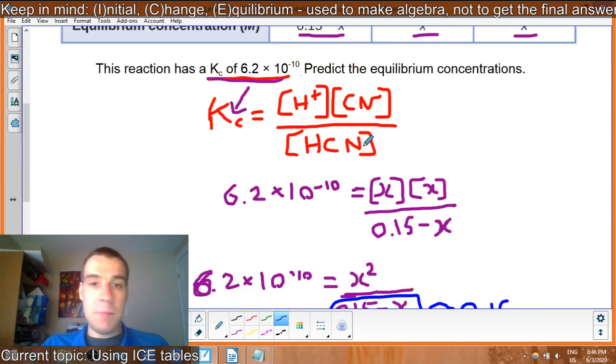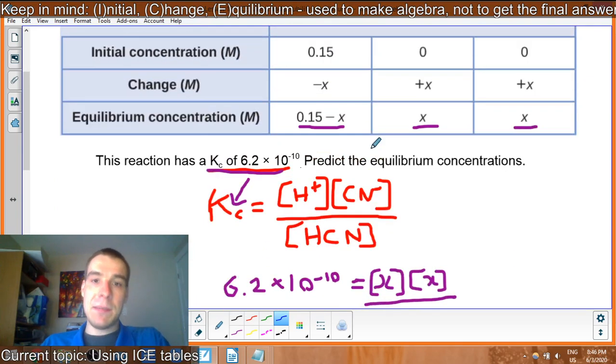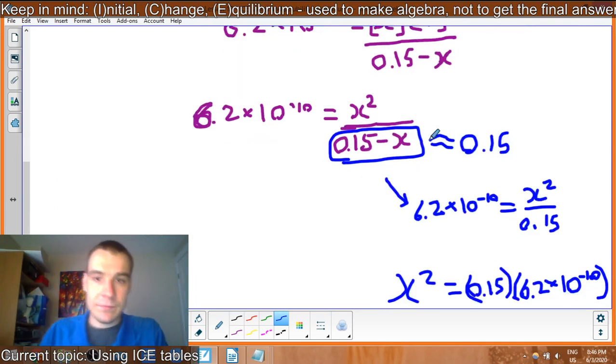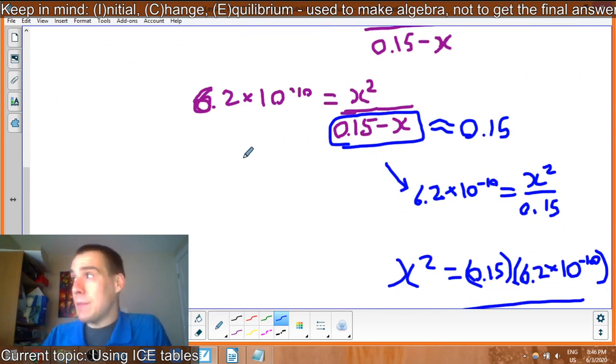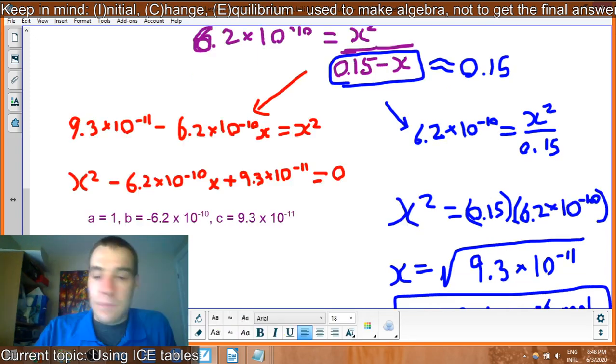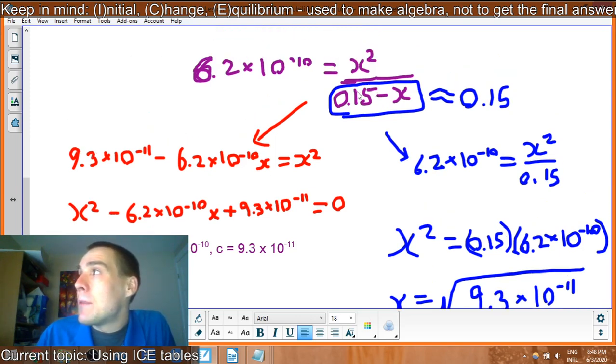If you have a very big K, a K that's big enough, you're going to have to use the quadratic formula here, which I'm going to pause and write out so you don't have to watch me write math using my mouse. There we go. I wrote it out as an actual quadratic. So what I did was I took the 0.15 minus X and I multiplied it through.